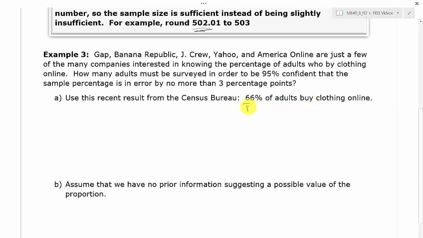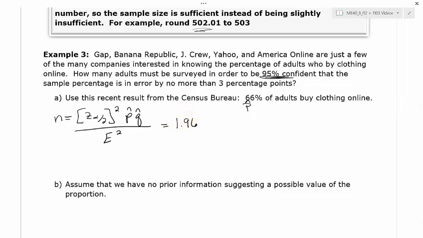So this would be p hat. So we would use the first formula for n. N equals z sub alpha over 2 squared times p hat q hat over the error squared. So since we want 95% confidence in this, we would use z sub alpha over 2 as 1.96.